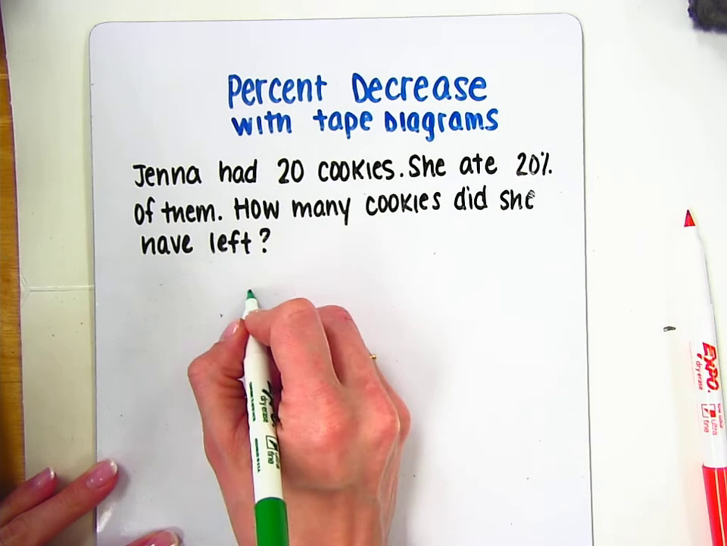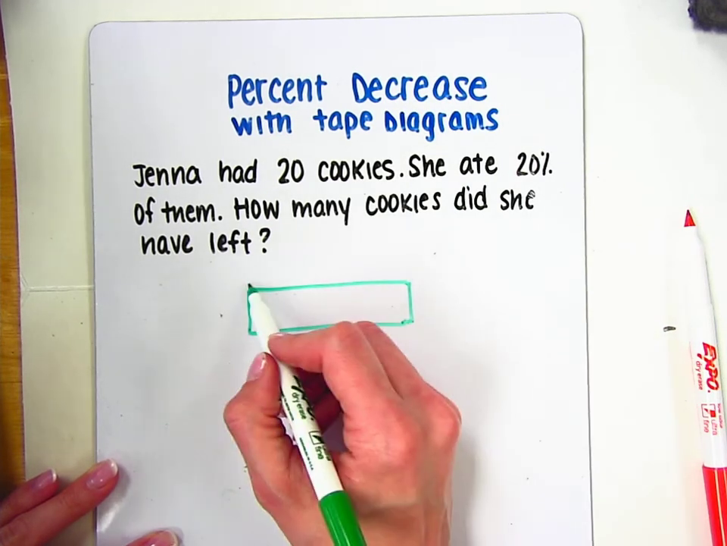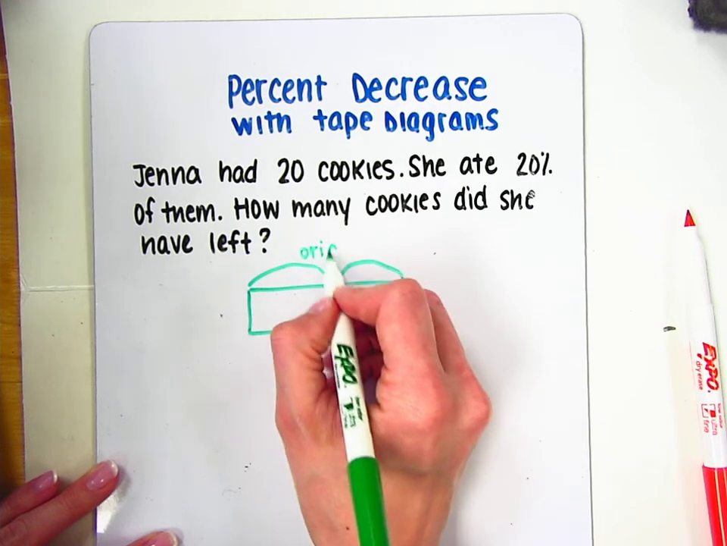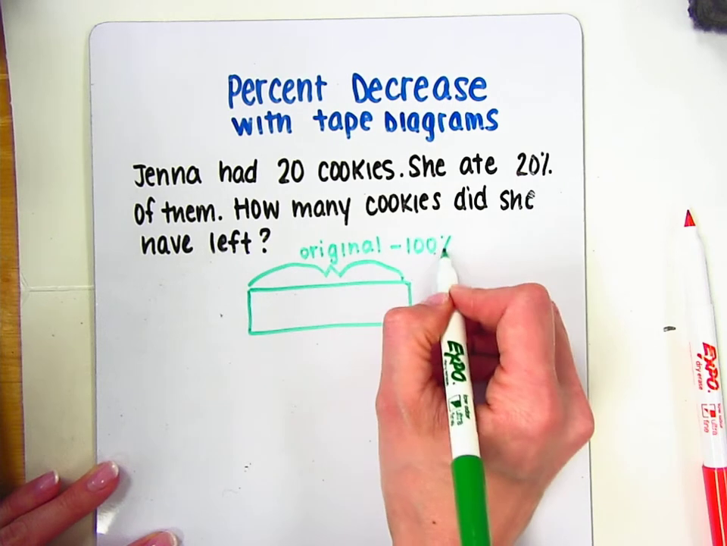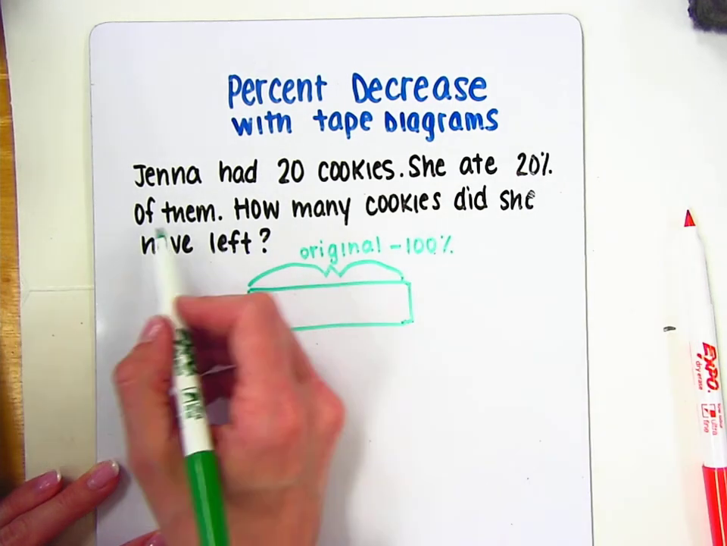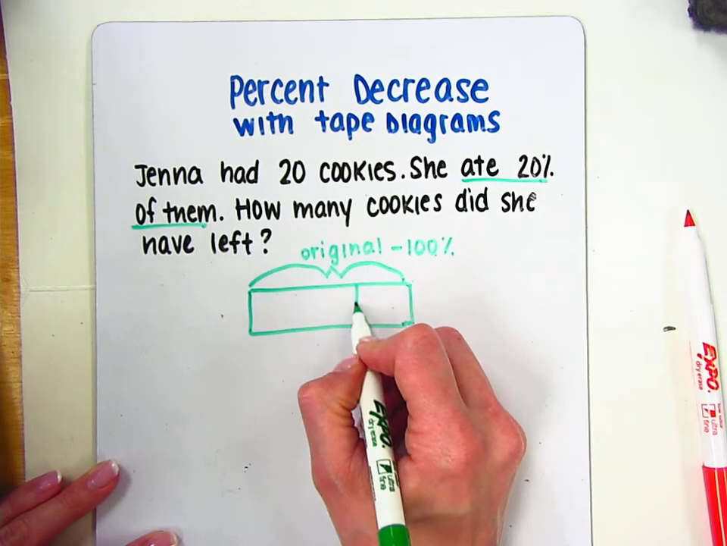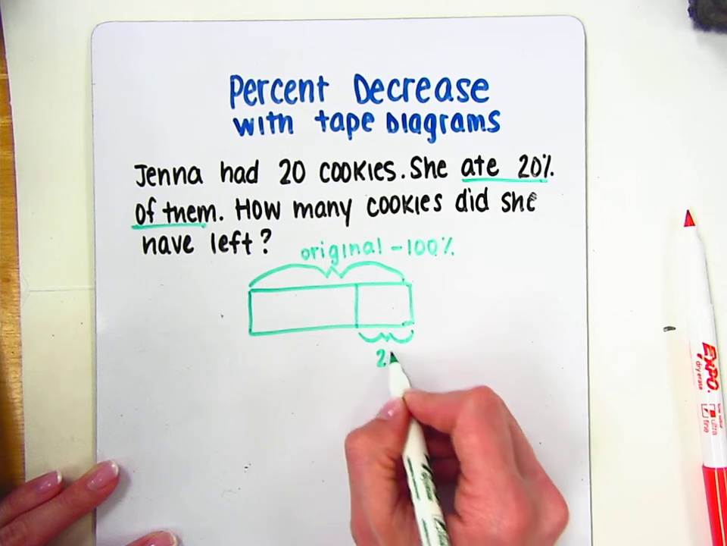So again, we start with our rectangle that always represents our original amount. And again, original is always our 100%. And since we're decreasing, or ate 20% of them, we need to take away 20%. So we have a 20% decrease.